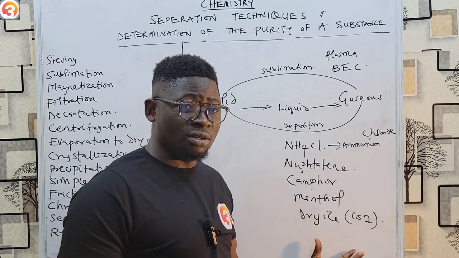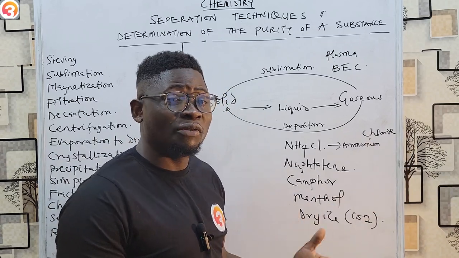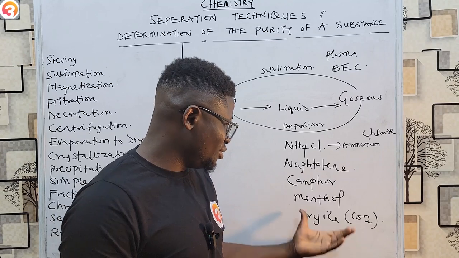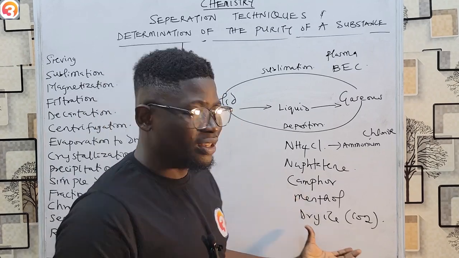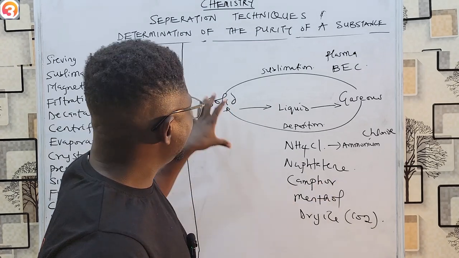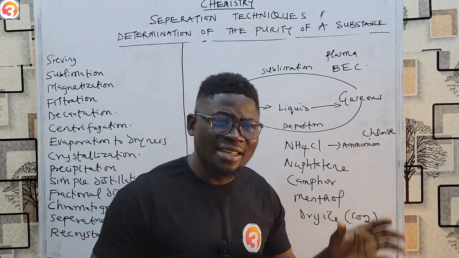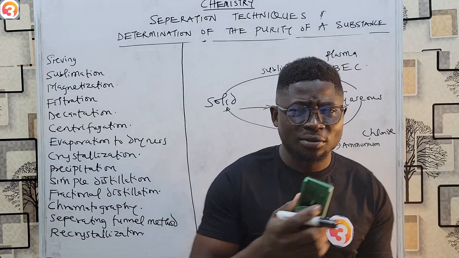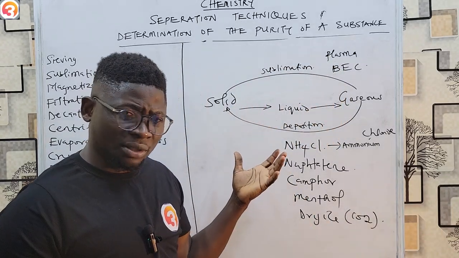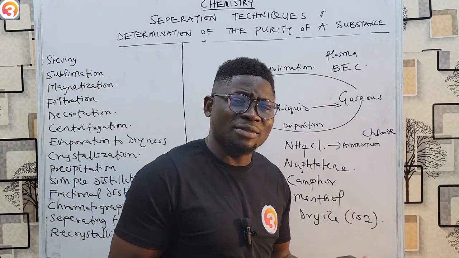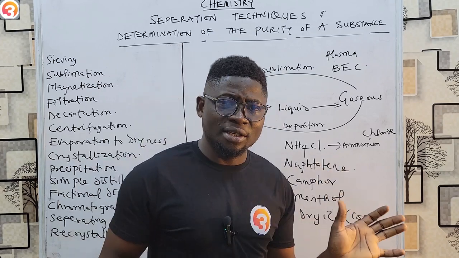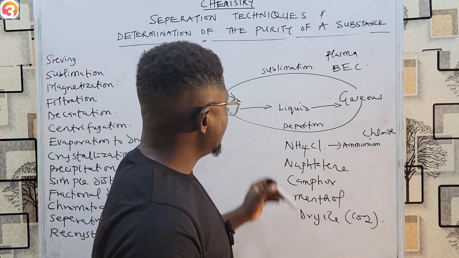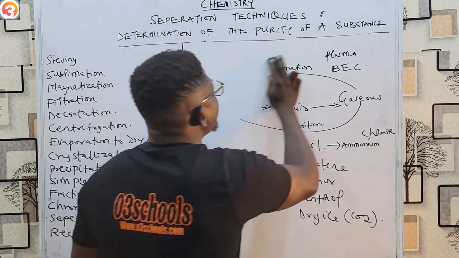Remember, these are in past questions, right? Which of the following substances cannot sublime? So if you know this, it will help you a long way. So please take note of these substances that can sublime. This is what sublimation is used for. You can easily sublime the substance that can undergo sublimation and leave the other substance in the mixture. So you'll be able to carefully separate using sublimation.